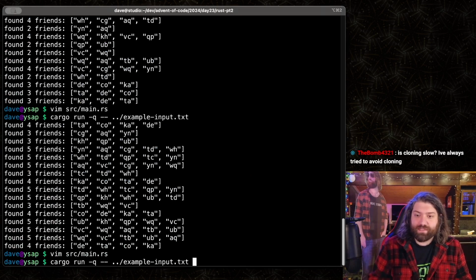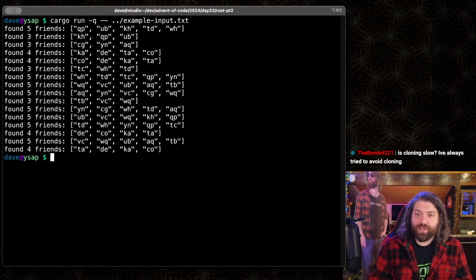Cloning's not necessarily slow in and of itself. It depends what you're cloning. If you're cloning large amounts of data, then yeah, it's slow. But for like small strings and stuff, and computers are relatively fast at allocating virtual memory.